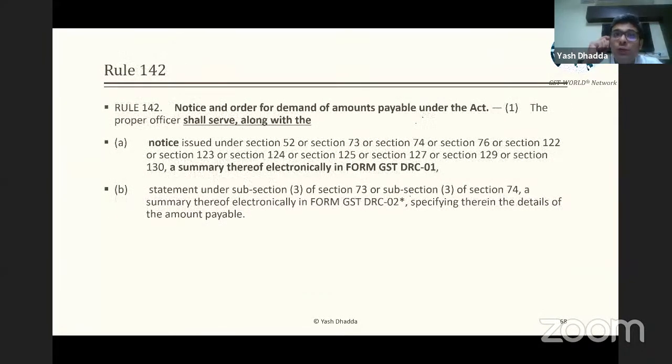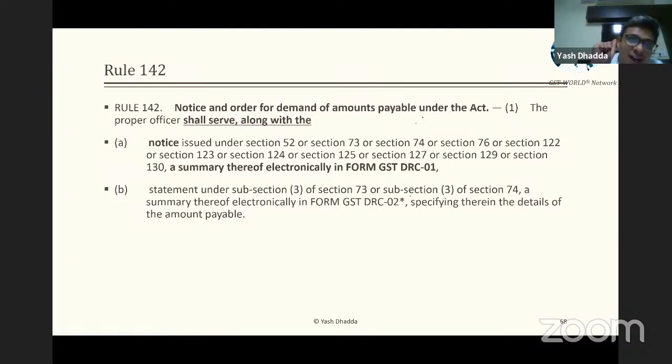Now Rule 142, which is basically with respect to issuing the show cause notice, says that when the notice is being issued, a summary form, DRC 01, will go with the notice issued under 73, and it will go electronically. So Rule 142 emphasizes the word electronically, meaning thereby the notice has to be electronically served, DRC 01. So there are two things. There is a show cause notice under 74.